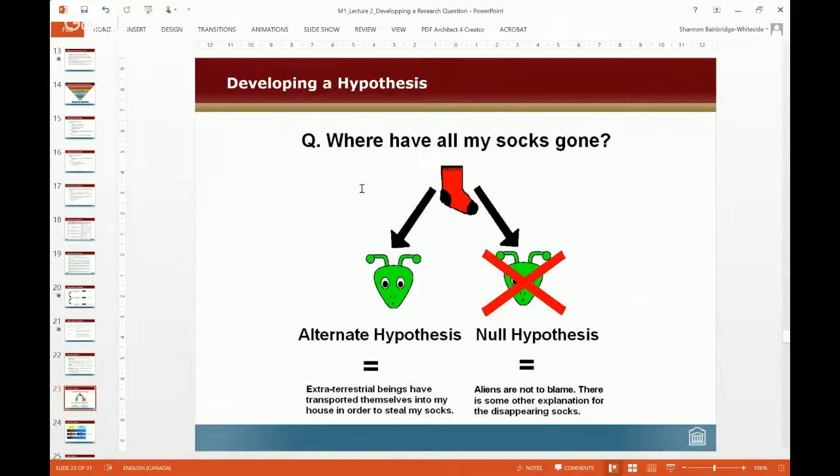So here's a very sort of dumbed down version of a hypothesis versus a null hypothesis. So let's say we made an observation that all of our socks were disappearing. I could come up with a hypothesis that aliens were coming into my house and stealing them. And the null hypothesis was that it was not aliens, that there's some other explanation for that. And so we would set up an experiment to test whether this hypothesis of aliens stealing my socks was true or not.